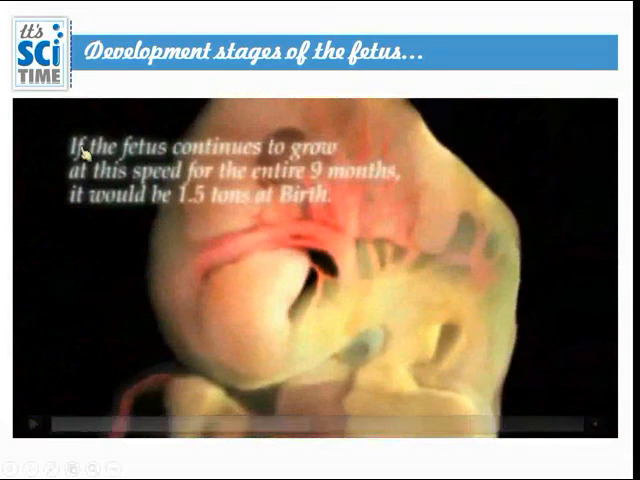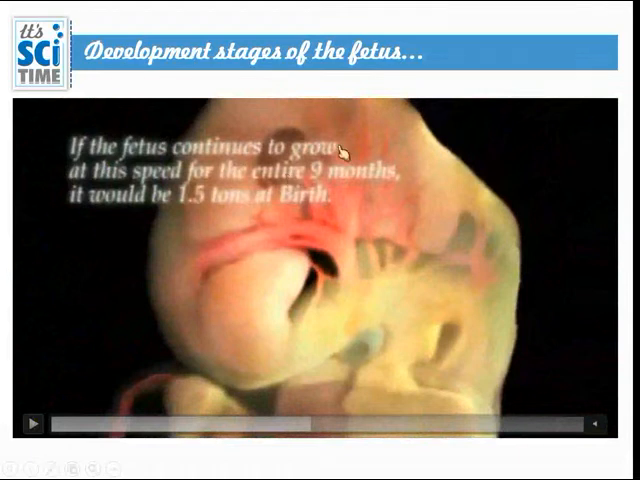This is an important fact. If the fetus continued to grow at this speed for the entire 9 months, it is said that at birth the fetus or the baby would be 1.5 tons. From this you can understand how fast the baby grows within the first 3 months. That means the first 3 months are the growth period. The next 6 months are the detailing period or the advancing period, and that is a very good fact.